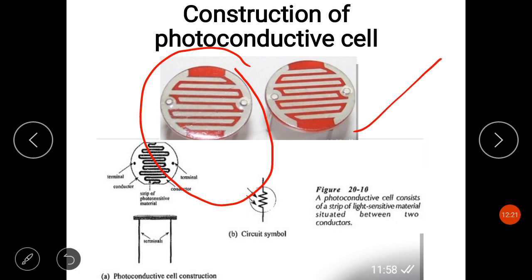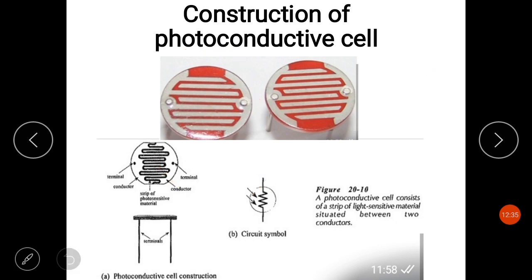Basically, gold is typically used as the electrode material here, and for added protection a transparent plastic cover is usually included. These are the contacts from where the wires will come out. These are the terminals. This is the photosensitive photoconductive semiconductor material. These are the electrodes, and the electrodes are in the interlocked comb form.